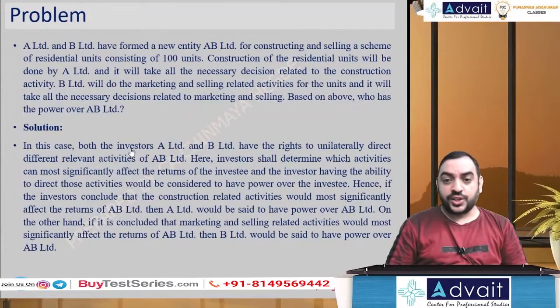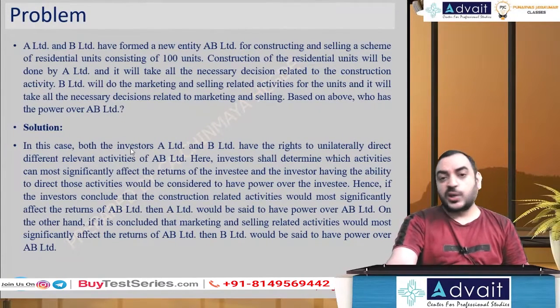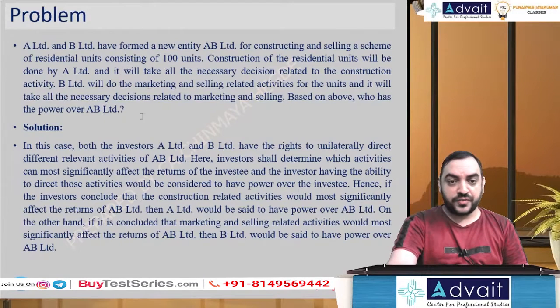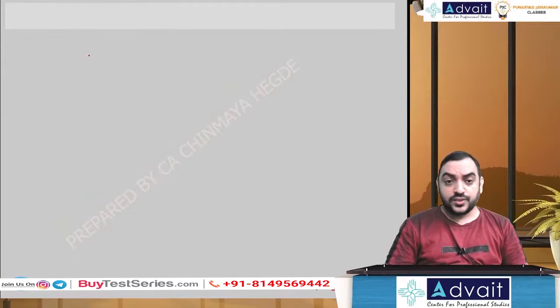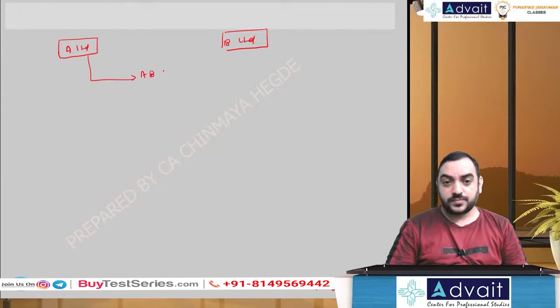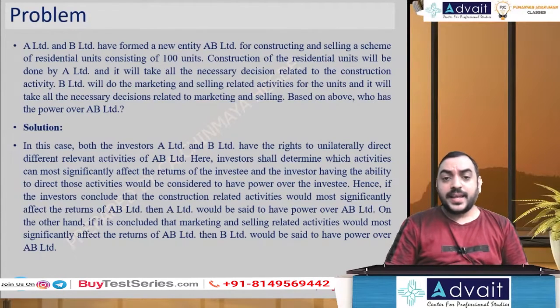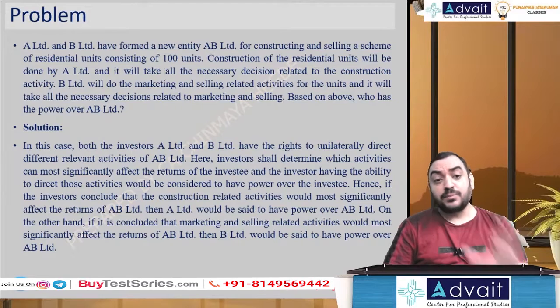Okay, so coming back to this situation, what business are they doing? Who is controlling the decision? Let's make a simple summary out of it. A Limited and B Limited have formed a new entity, AB Limited. So there is one company A Limited, and there's one company B Limited, and together they have joined and formed a new company AB Limited. How much shareholding and all they have not given. It's just being formed. And AB Limited is for constructing and selling a scheme of residential units.